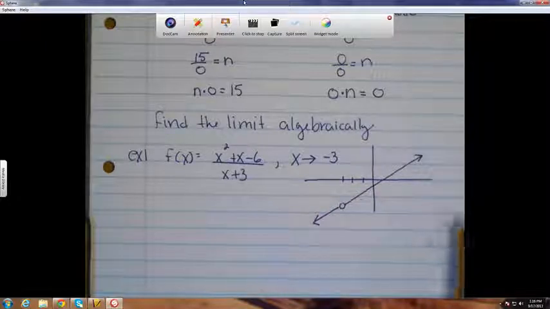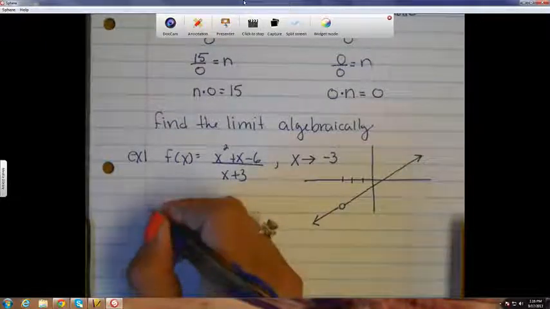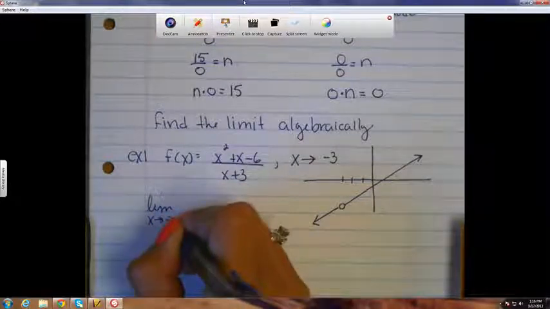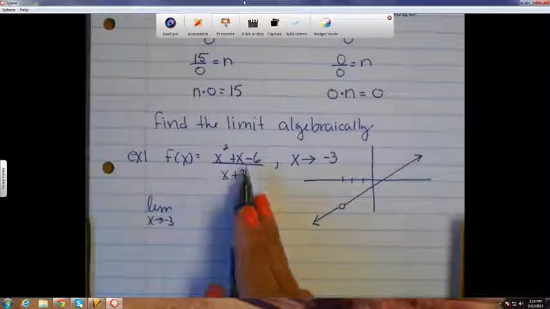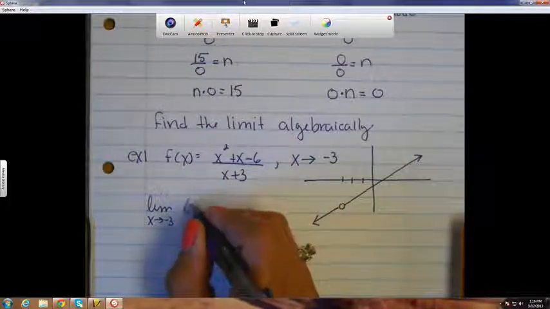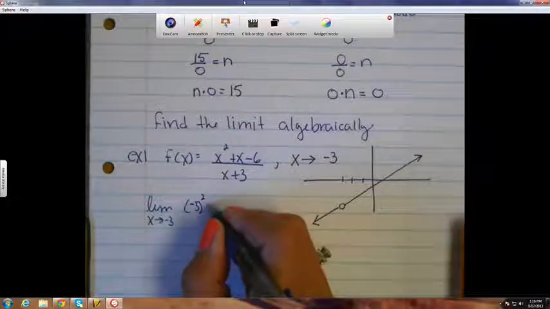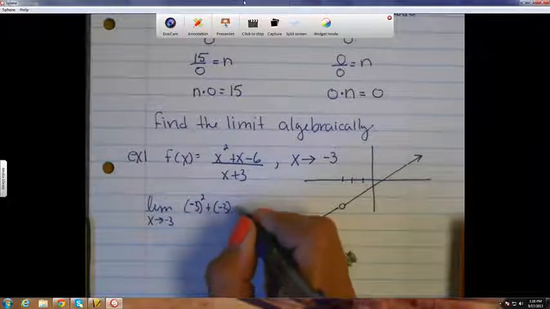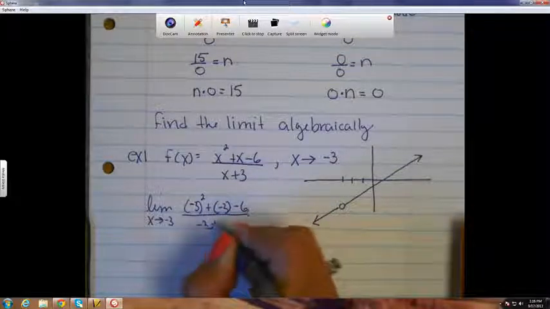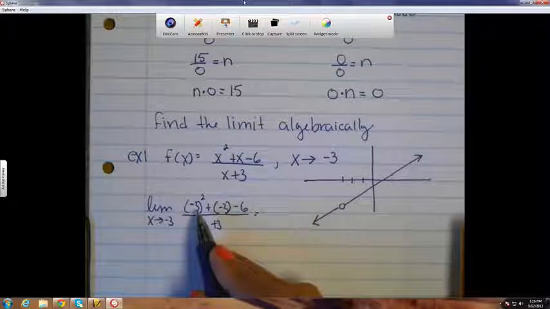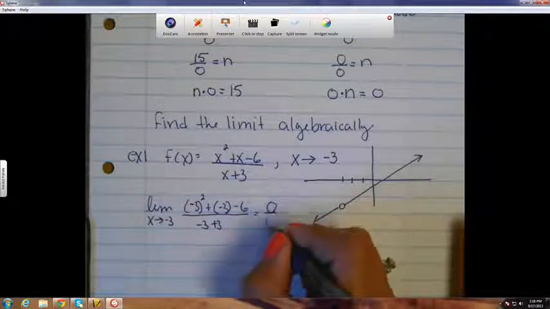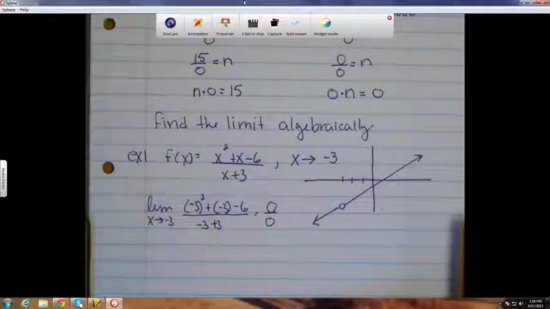Okay. Now to find the limit. The limit as x approaches negative 3. All you have to do is plug negative 3 in. Hopefully it gives you something, but I think you can tell it's probably not today. Negative 3 squared plus negative 3 minus 6, all over negative 3 plus 3. Let's see, 9 minus 9 minus 6... that gives 0 over 0. There's that indeterminate form. But we are looking for this y value.